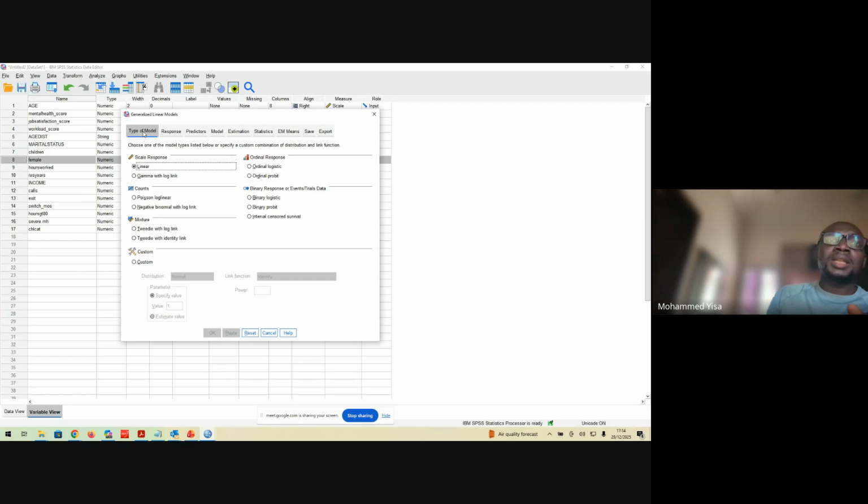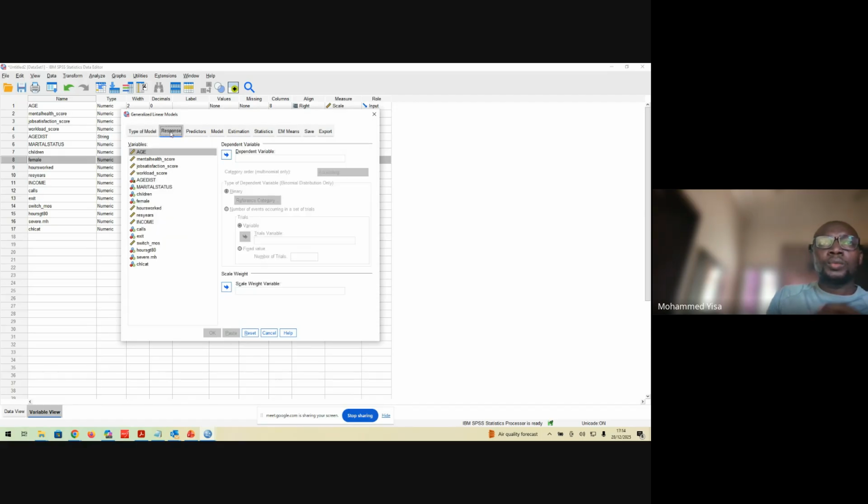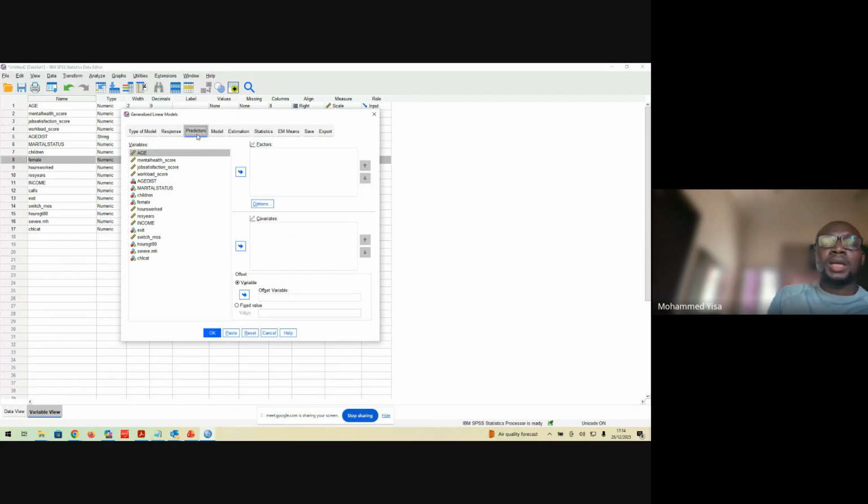So under the type of model, we choose Poisson log linear. And then we come to response here. The dependent variable is the number of calls, so we come here and select calls. And then the predictors, we are only interested in gender at this moment. Gender is a categorical variable, therefore we put it in factors.